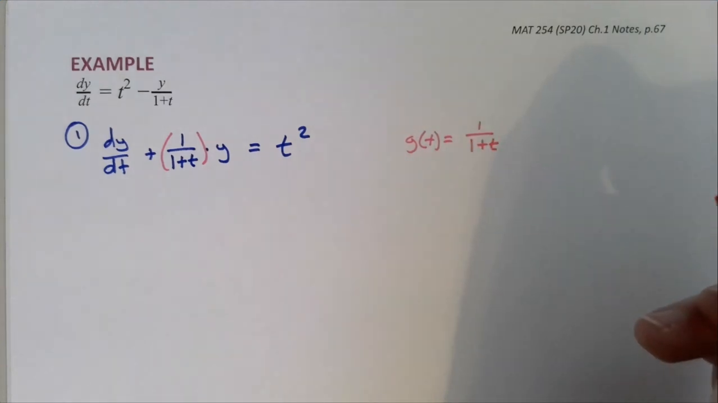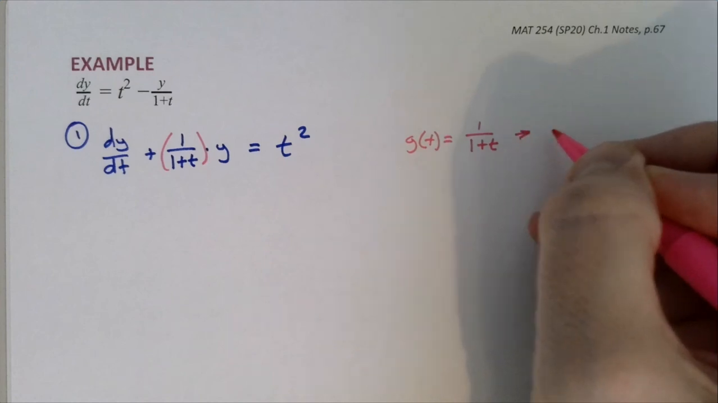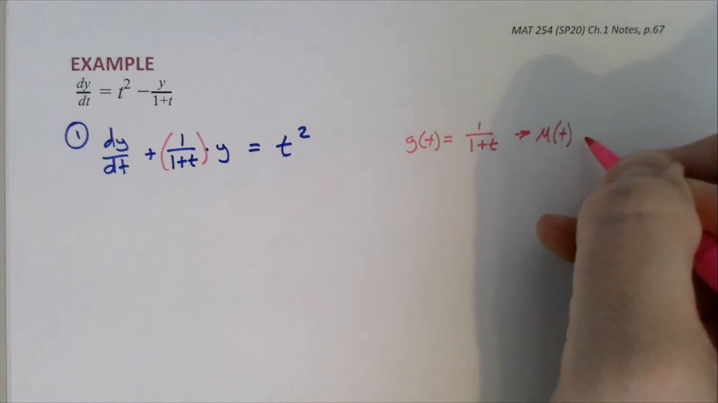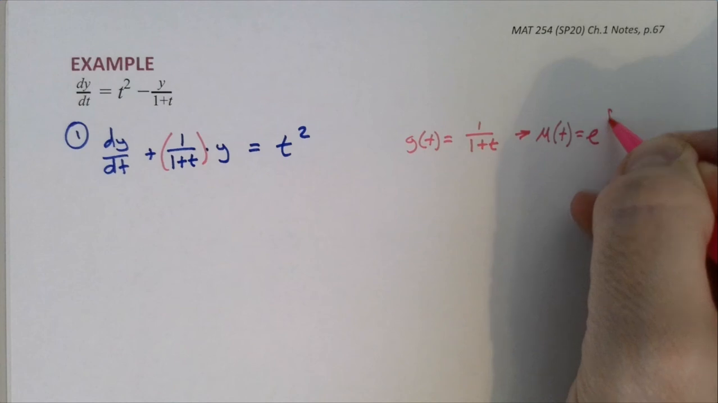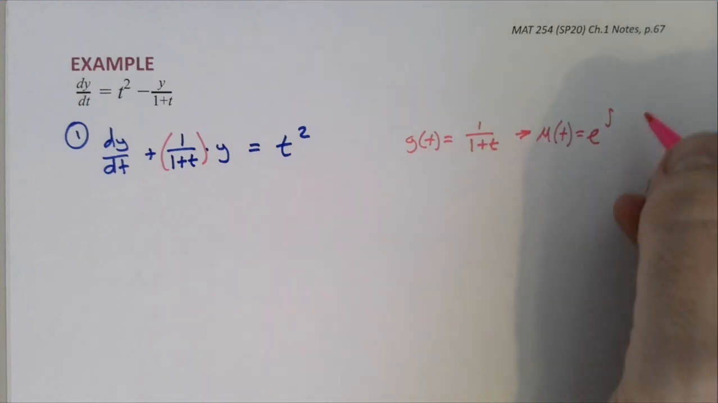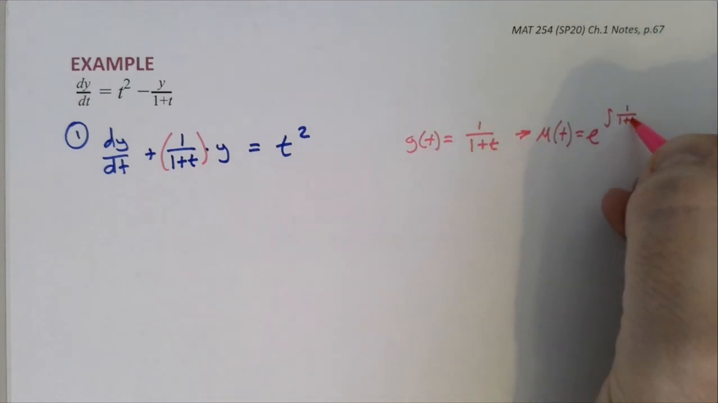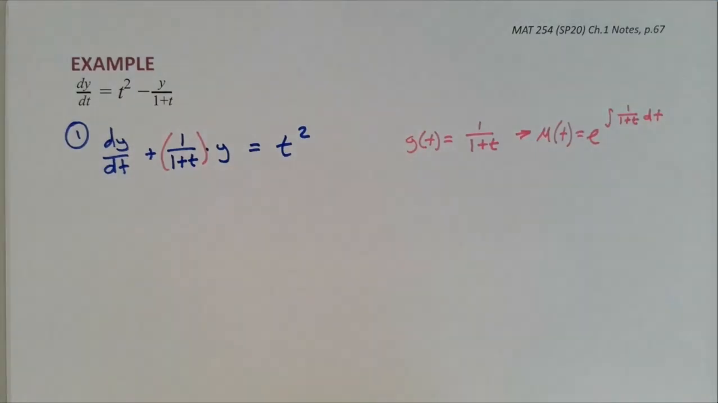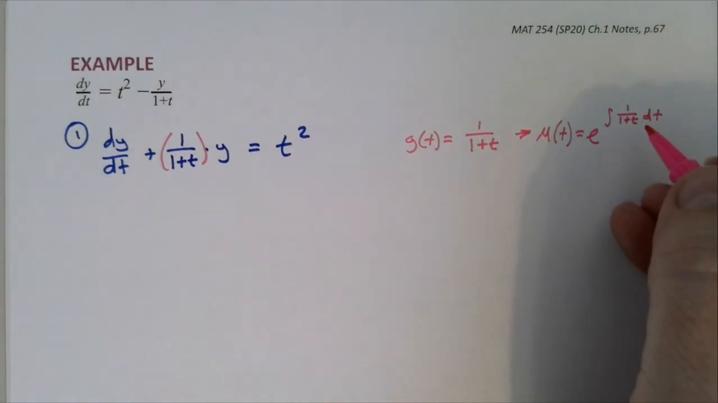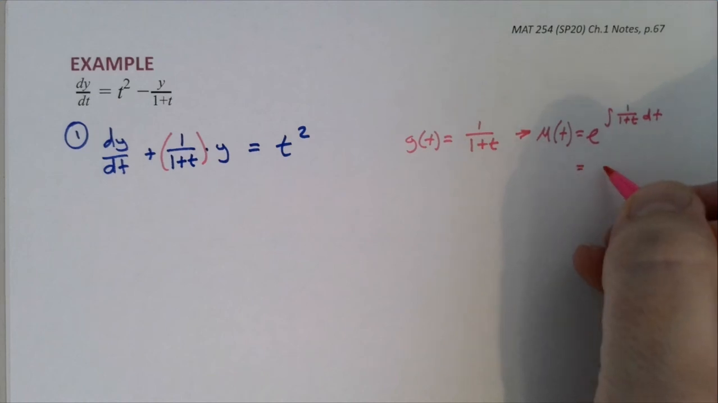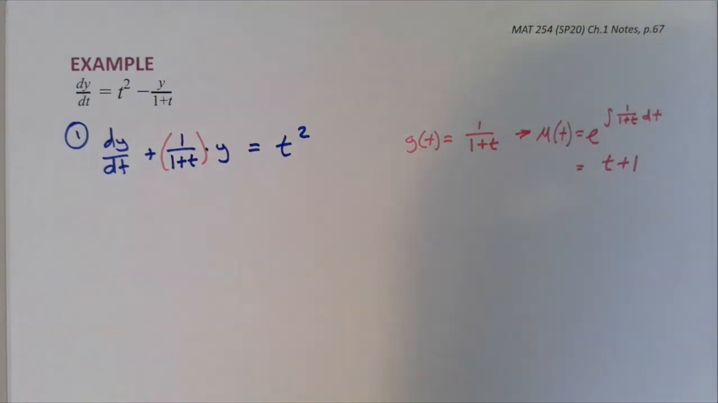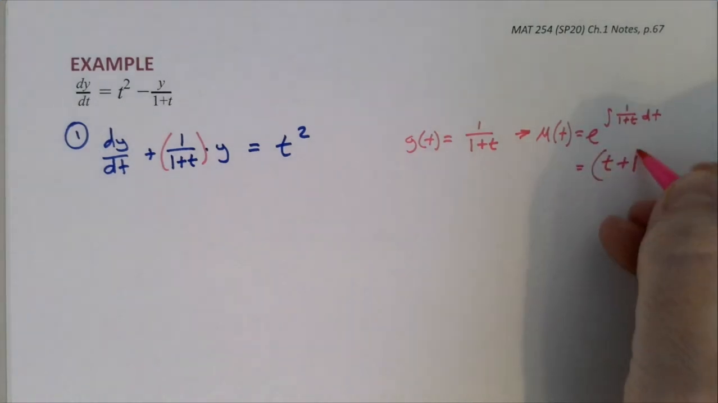Right? If that's g of t, then that means I can find my mu of t by taking e to the power, integrating that, the antiderivative of 1 over 1 plus t dt. And that's not such a hard integral for us to do. That's the same thing as just e to the natural log of t plus 1, or just t plus 1. Right? After you cancel the e and the natural log off. So that means our integrating factor is t plus 1.